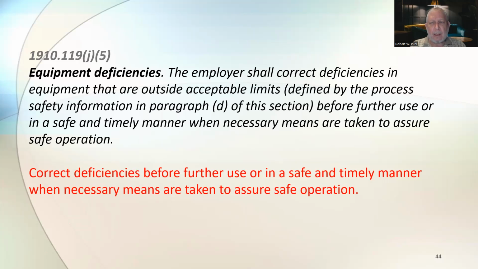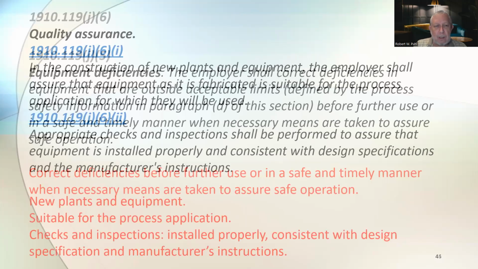But this is necessary because, I mean, this is interesting. Correct deficiency before further use. Sometimes, like for instance with forklifts, it doesn't give you this option of "or in a safe and timely manner." You've got to correct the deficiency before you can use that forklift. But now they're saying you can use it before correcting, or in a safe and timely manner, when necessary means are taken to assure safe operation. So you can correct them tomorrow if you have to, but you've got to make sure that necessary means have been taken to assure safe operation. That's going to depend on the situation.